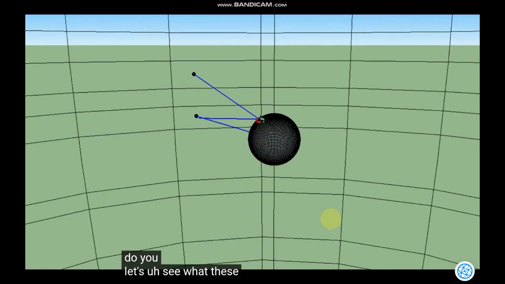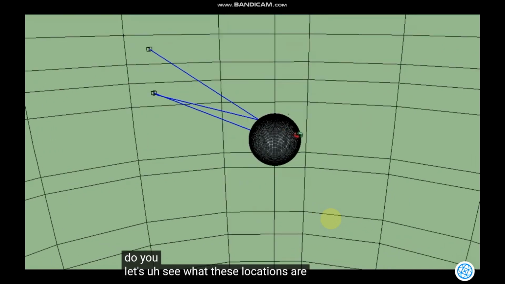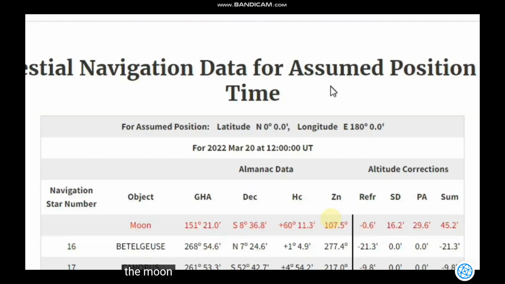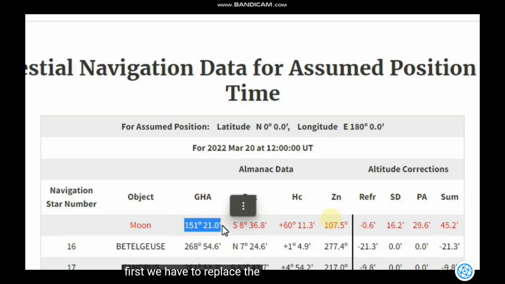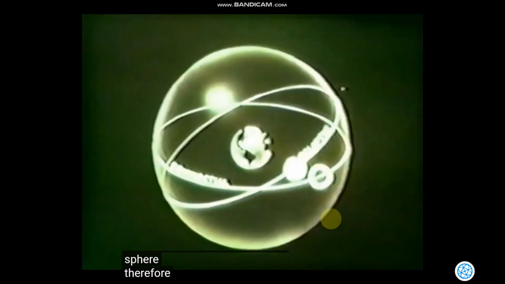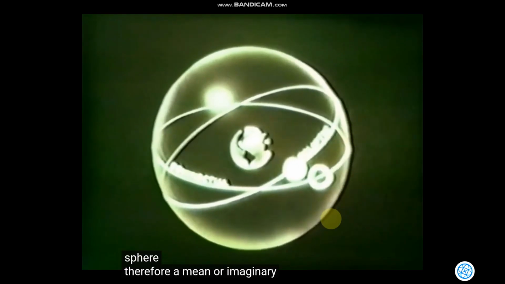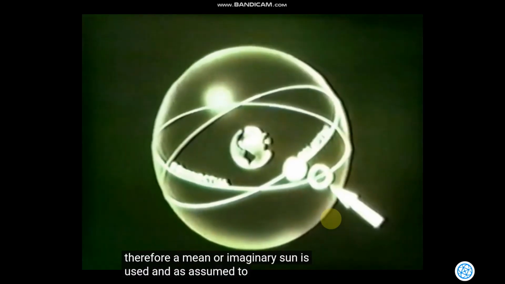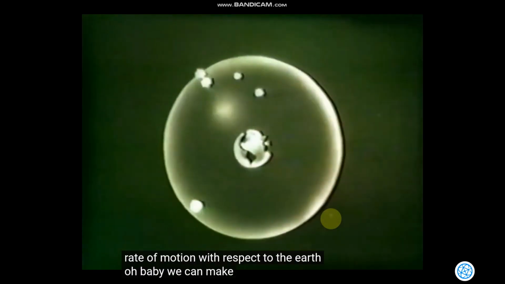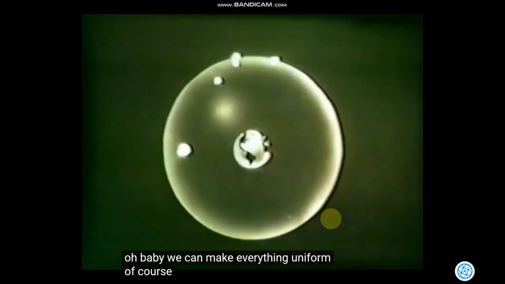Let's see what these locations are. The moon on March 20th at 12 noon. First we have to place the virtual fake moon in the celestial sphere. Therefore, a mean or imaginary sun is used, and is assumed to have a uniform rate of motion with respect to the Earth. On paper we can make everything uniform, of course.